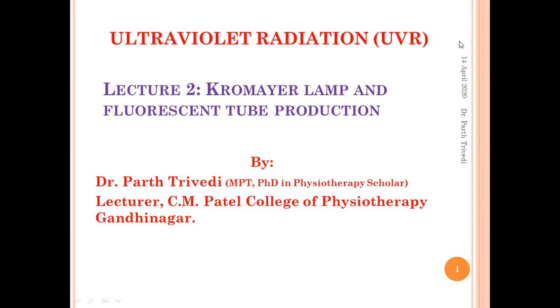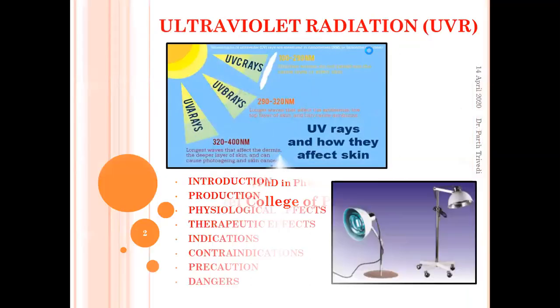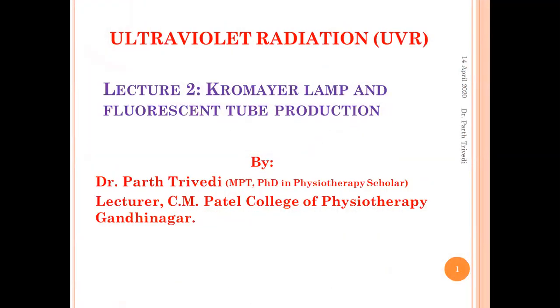Now, this second lecture is based on another type of mercury vapor lamp, that is the chromium lamp, also known as the water cooled lamp, and fluorescent tube production. Before going on with the high pressure mercury vapor lamp, I would like to revise your previous lecture. So what we had discussed was the electromagnetic spectrum.